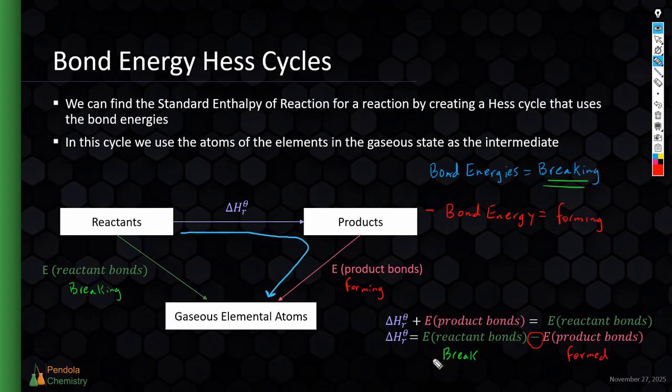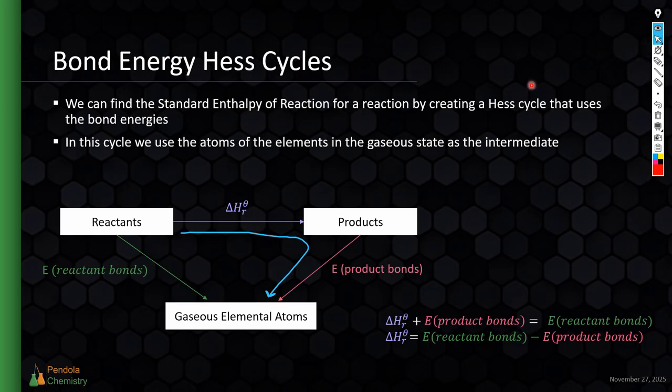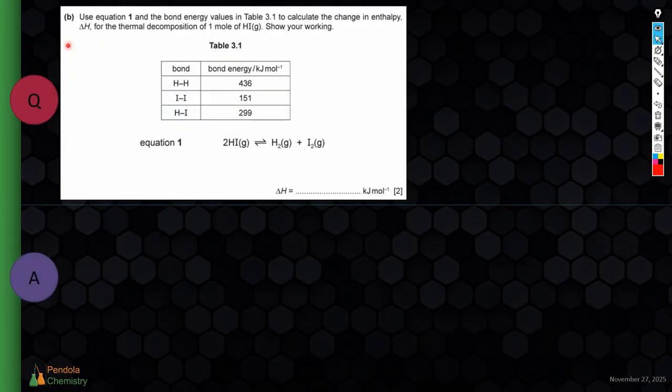So now that we understand that, let's look at a practical application. Let's look at an actual paper 2 question. Using equation 1, which is right here, 2HI yields H2 gas plus I2 gas. And don't worry about this, this is not a yield arrow, it's called an equilibrium arrow. We will look at that in the equilibrium chapter. But for now, just picture it as a regular reaction.